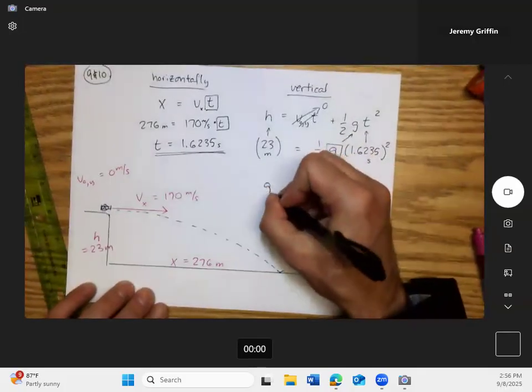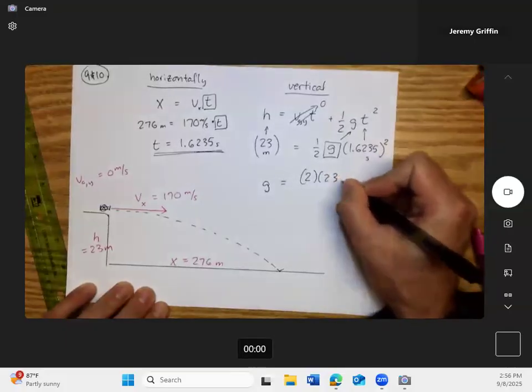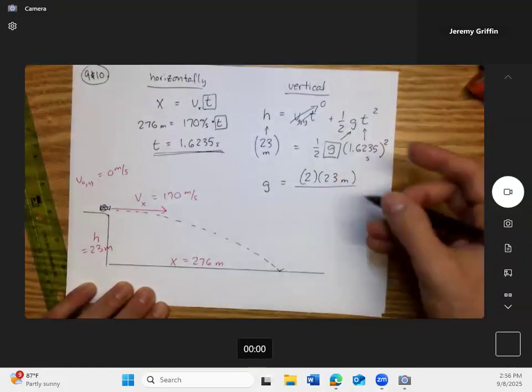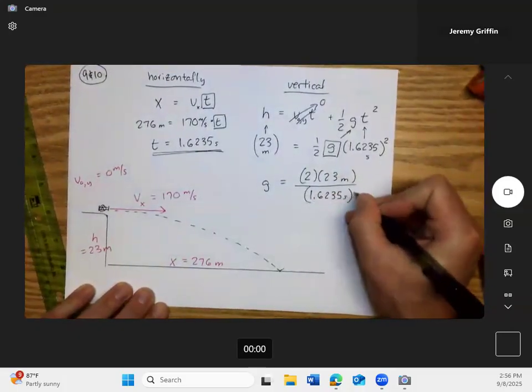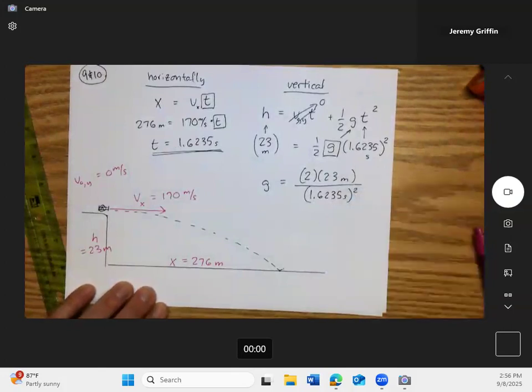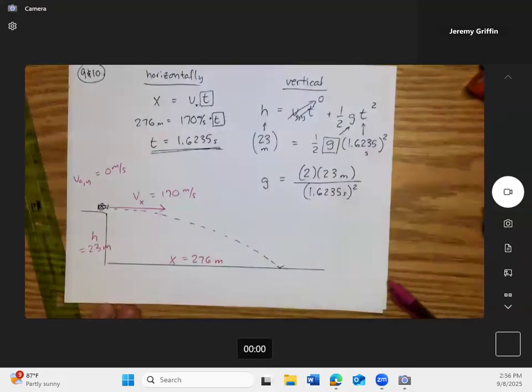Now I'm solving for g. So you need to cross multiply the 2. So 2 times the height divided by the time squared. I could have done this in terms of variables also, but plug the numbers in. Just a little algebra. So once you got the equation set up, got the numbers plugged in, just a little algebra shuffle. Everybody doing all right? Let's digest that right there.